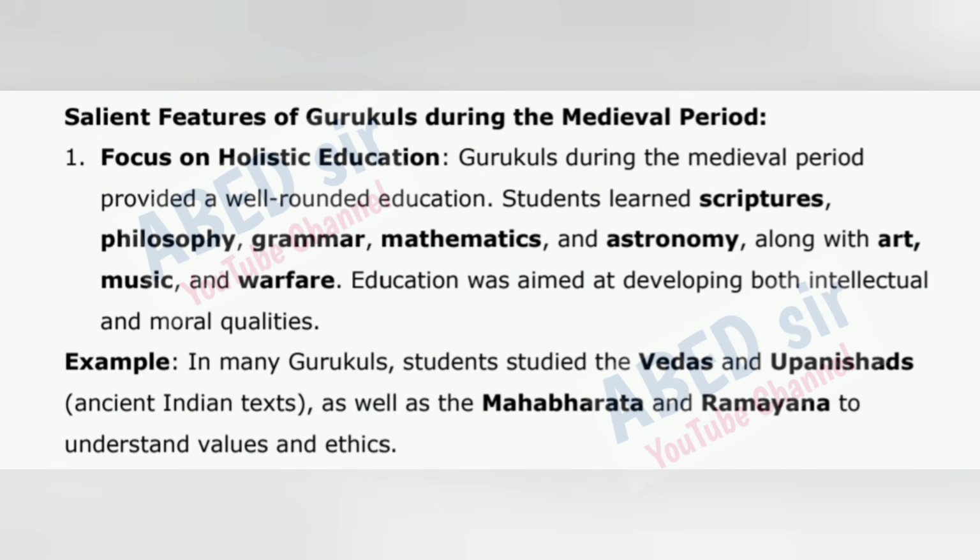Gurukuls during the medieval period provided a well-rounded education. Students learned scriptures, philosophy, grammar, mathematics, and astronomy, along with art, music, and warfare. Education was aimed at developing both intellectual and moral qualities. Example, in many Gurukuls, students studied the Vedas and Upanishads, ancient Indian texts, as well as the Mahabharata and Ramayana to understand values and ethics.